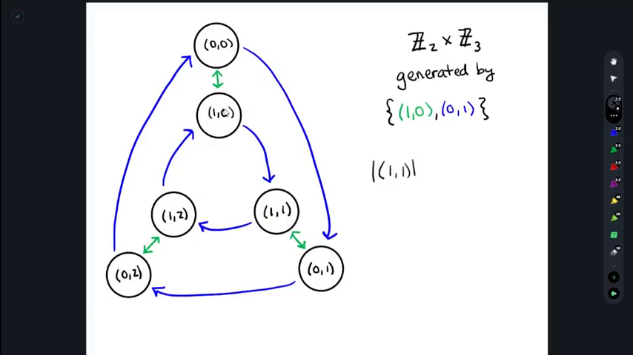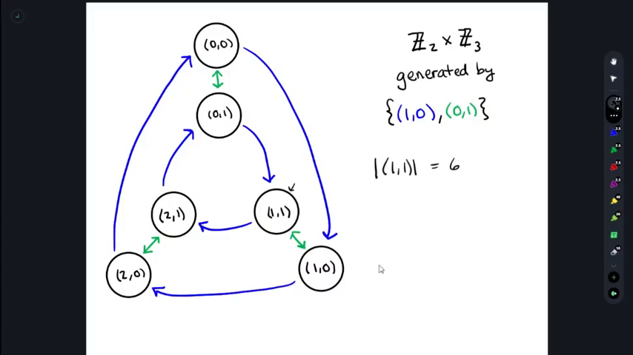So green, blue, we get to 1, 1. Green, blue, okay, we've gone 2 times, adding 1, 1 to itself. Green, blue, that was 3 times. We're not back to the identity. Green, blue, that was 4 times. Still not back to the identity. Green, blue, 5 times. Green, blue. Okay, so it took 6 times to get back to the identity. So the order of 1, 1 is 6.